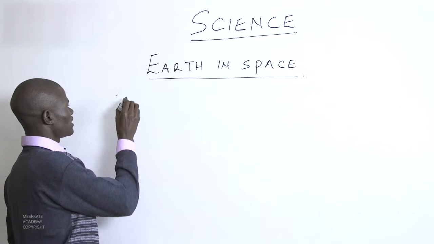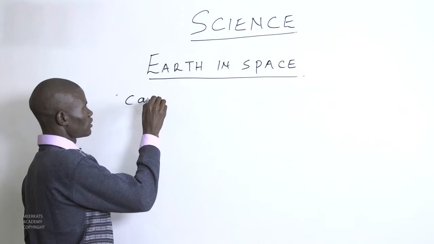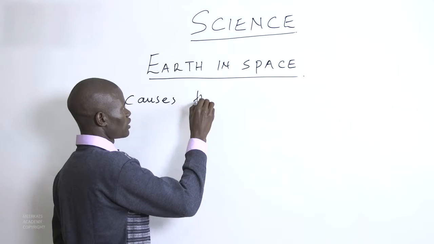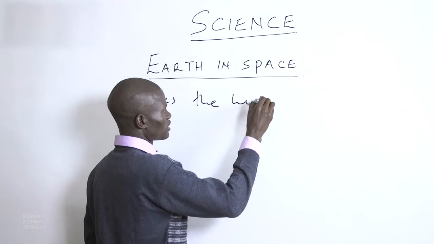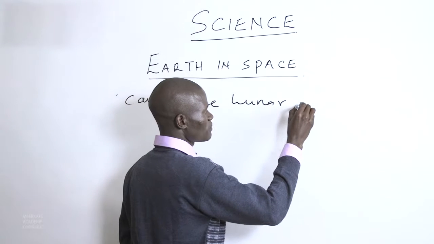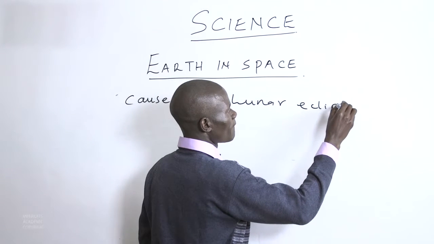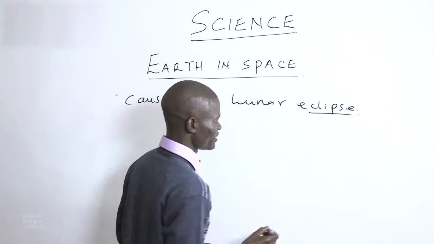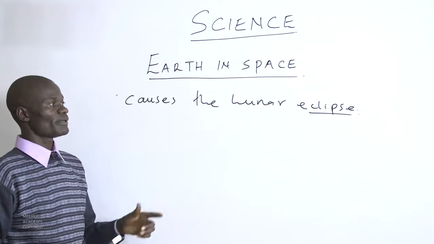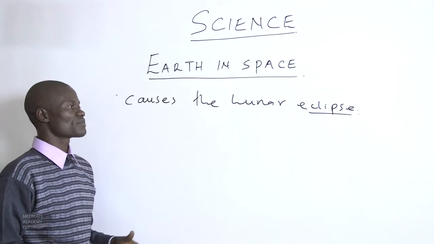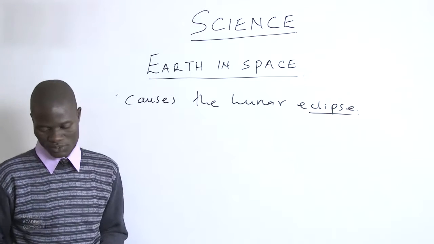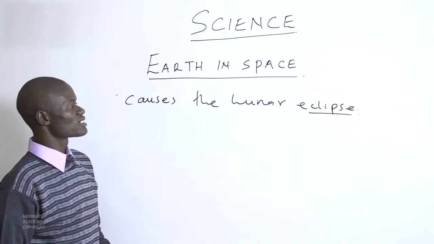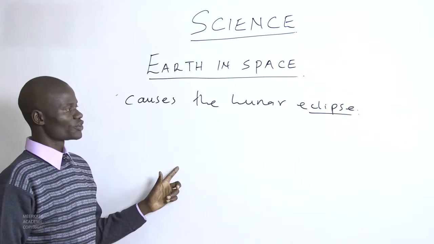Another effect is that the revolution is responsible for causing what we call the lunar eclipse. That is where we'll be heading. We'll be looking into the eclipse as we look into the tides also. Those are some of the effects of one of the movements that we call revolution.